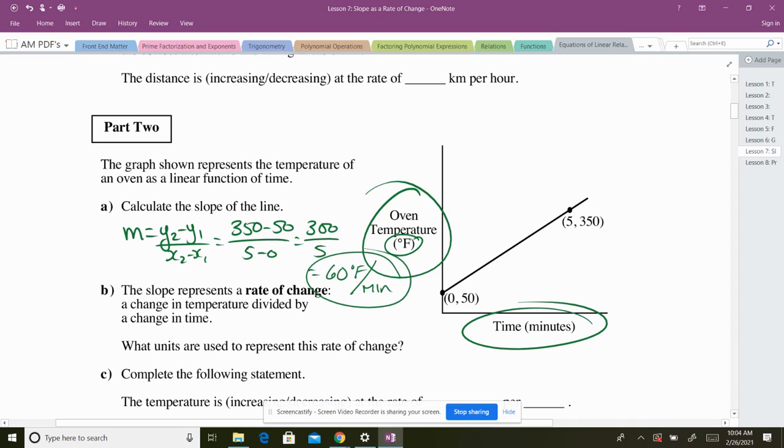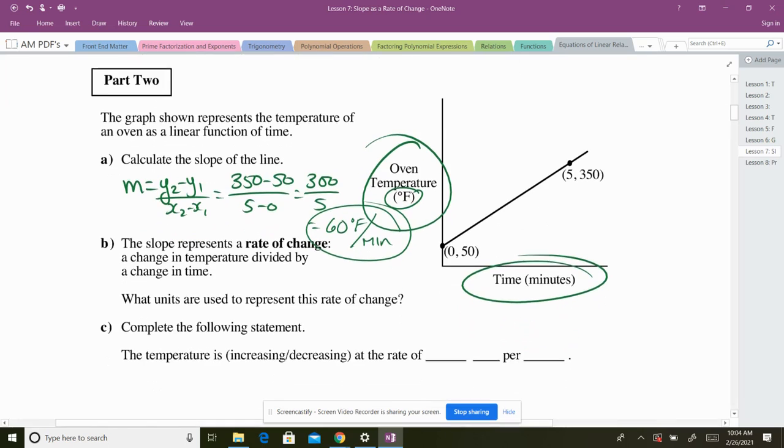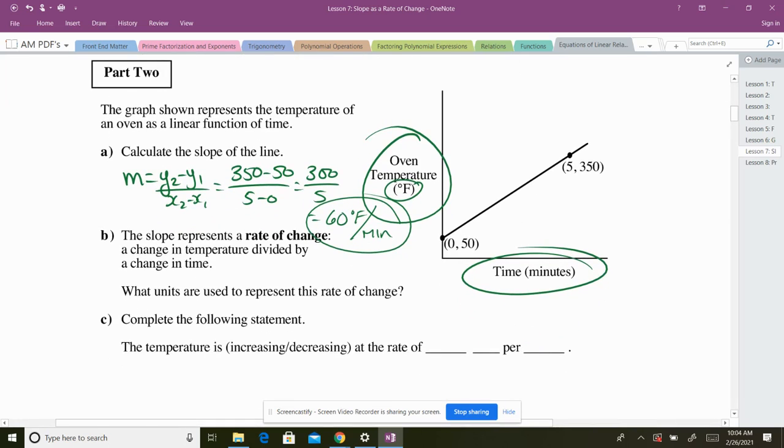What does that number represent? 60 degrees Fahrenheit per minute. It's how fast the temperature of the oven is increasing, okay? Which is the slope, exactly. So we could say the temperature is increasing at a rate of 60 degrees Fahrenheit per minute.